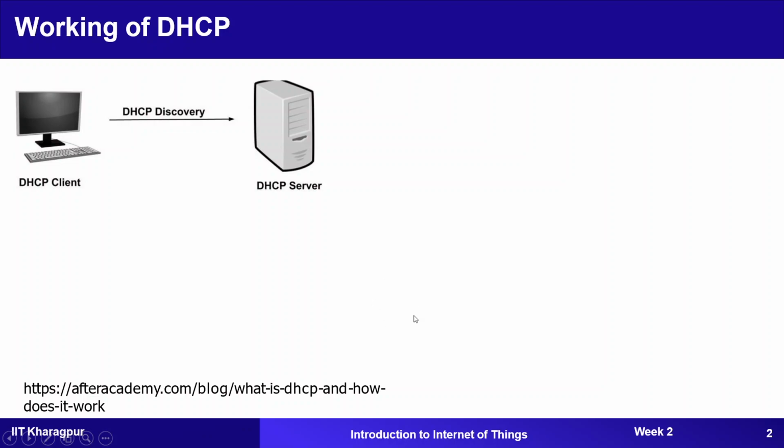So in the network there are various DHCP clients which want to access an IP address. These clients send a request to the network where various DHCP servers are also present. The request will be a broadcast type message. So the DHCP client will send a DHCP discovery message, and this message will be a broadcast message. All the servers present in the network will receive this DHCP discovery message.